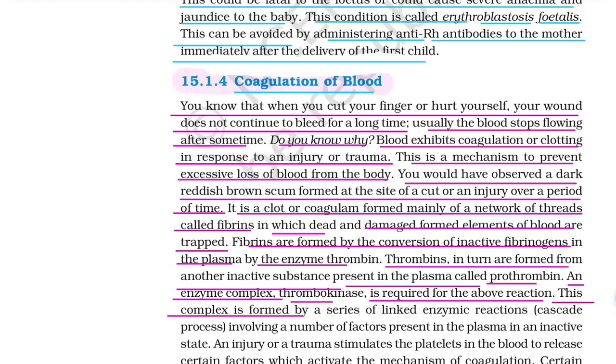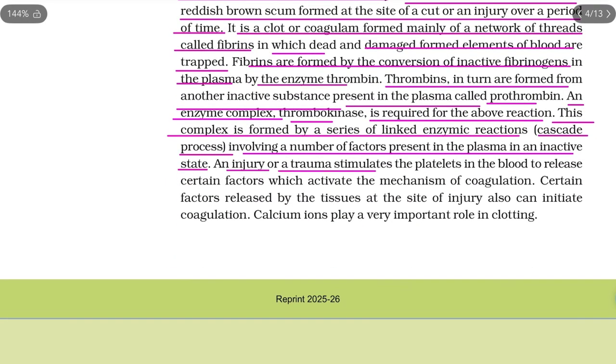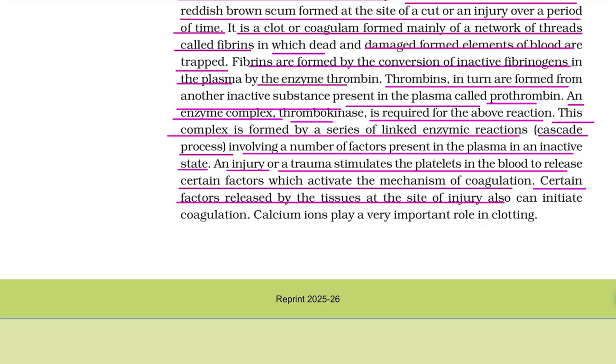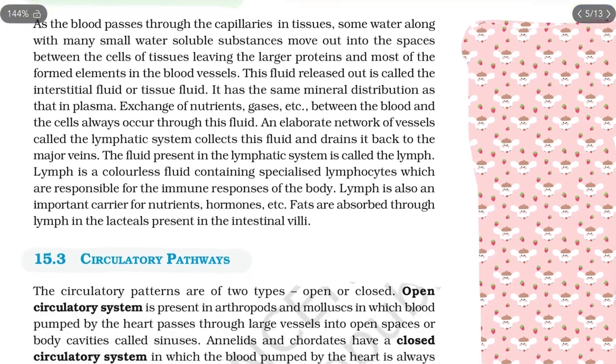This complex is formed by a series of linked enzymic reactions, a cascade process involving a number of factors present in the plasma. In an injury or a trauma, the platelets in the blood are stimulated to release certain factors which activate the mechanism of coagulation. Certain factors released by the tissues at the site of injury also can initiate coagulation. Calcium ions play a very important role in clotting.